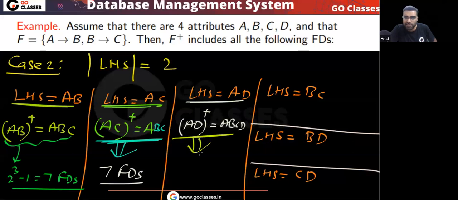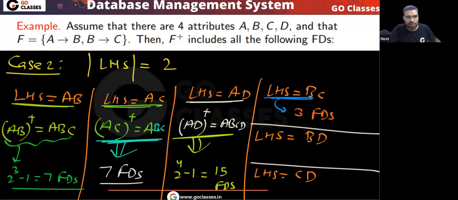How many FDs will I get here? That will be 2 power 4 minus 1, that will be 15 FDs I will get here. Correct? Very simple. Now tell me here, how many will I get? BC closure is BC. So here I will get 3 FDs.